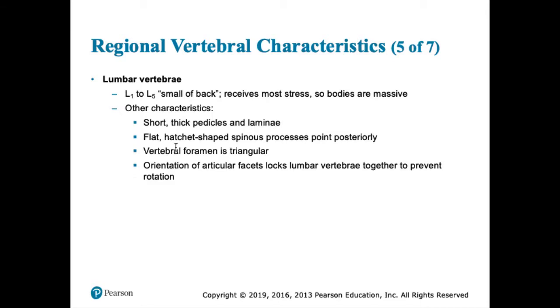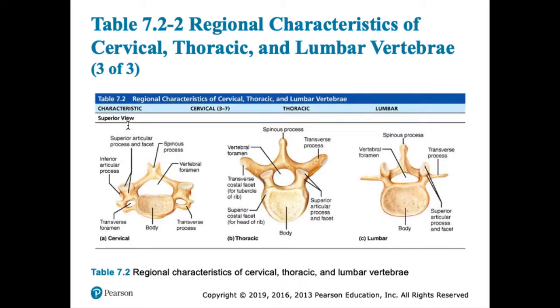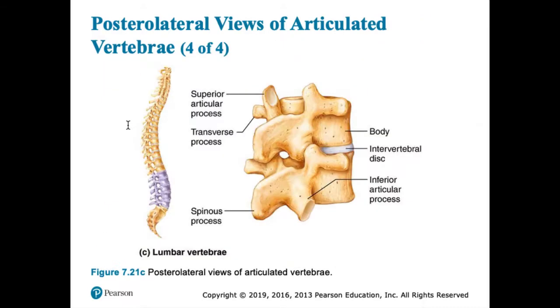The lumbar vertebrae, L1 to L5, are in the small of the back. They receive the most stress, so the bodies of these are massive. They're short and thick. They're flat and hatchet-shaped. And the vertebral foramen is triangular. So making sure that you go through and understand the regional characteristics of each of these and what they look like on the actual bones themselves.